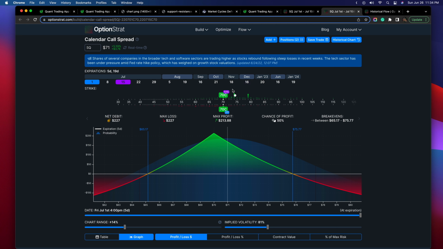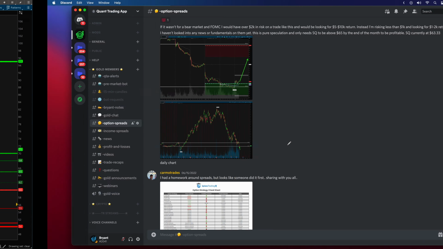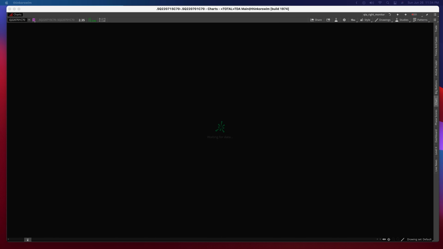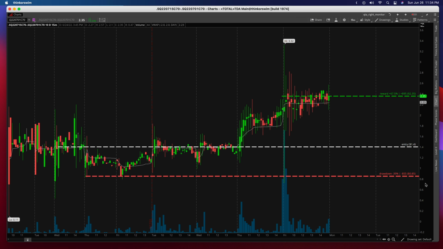But this right here is what's referred to as a call calendar. You're pretty much just buying a contract that you think it's going to go to for a further dated contract, and then you're shorting the same strike on a shorter term contract, and it creates this profile right here, often referred to as a tent. So as we go back to the chart and look at the P&L curve for the $70 call calendar, you can see how safe this one looked.